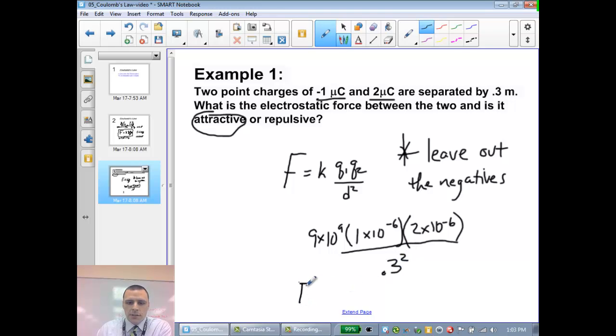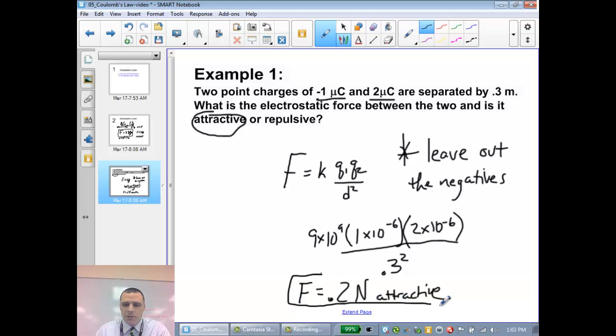And it turns out that the electrostatic force between these two, if you do the calculation, you can pause it if you want to do the calculation, but the number is 0.2 newtons, and that's attractive because of the beginning part of the problem. And there you have an example of how to use Coulomb's law.